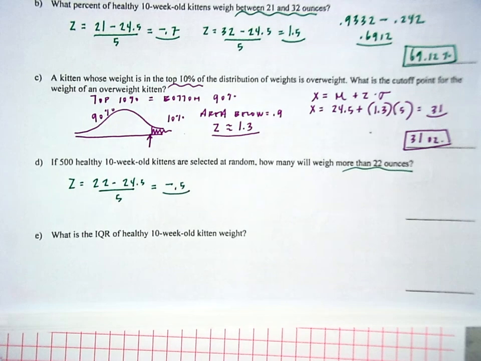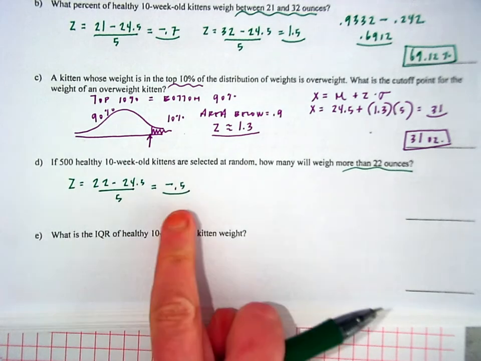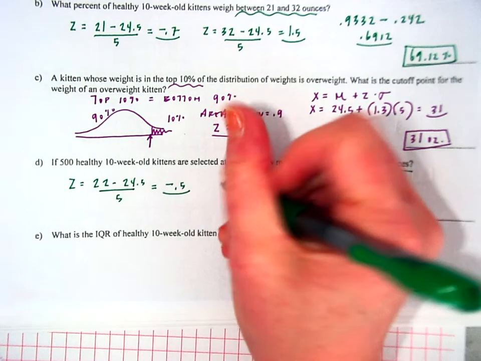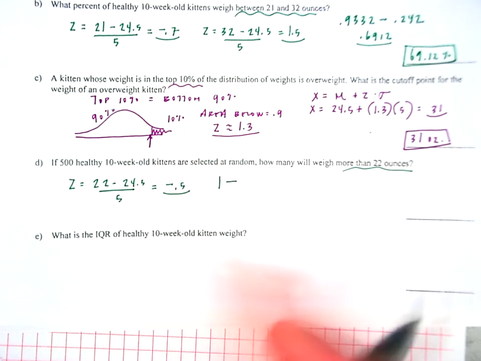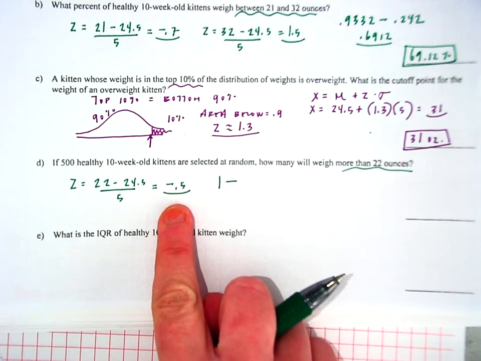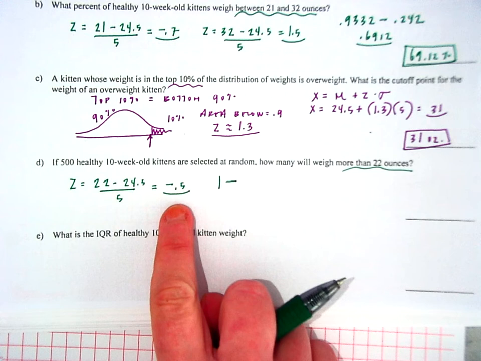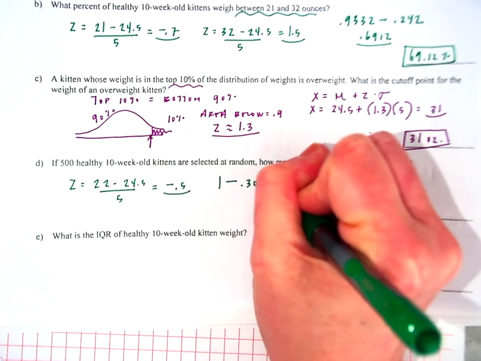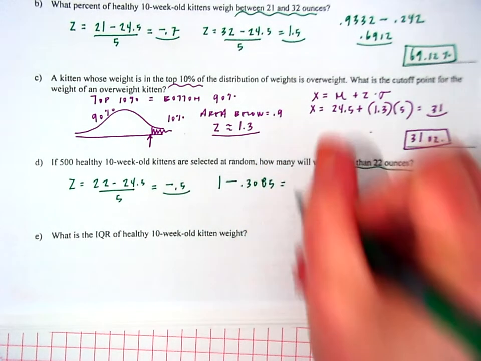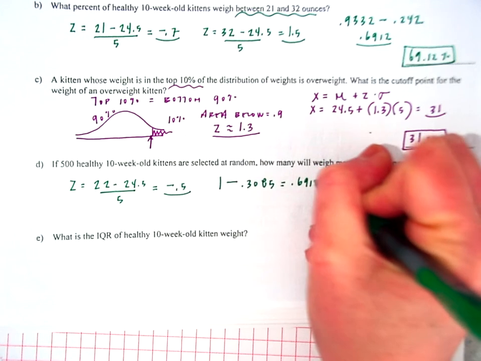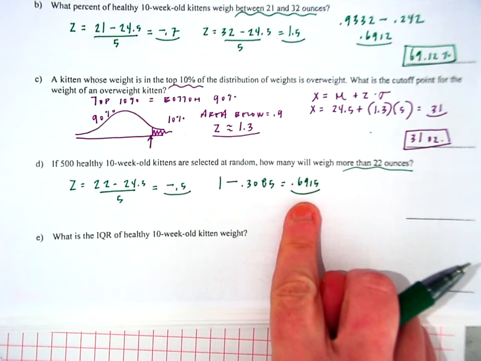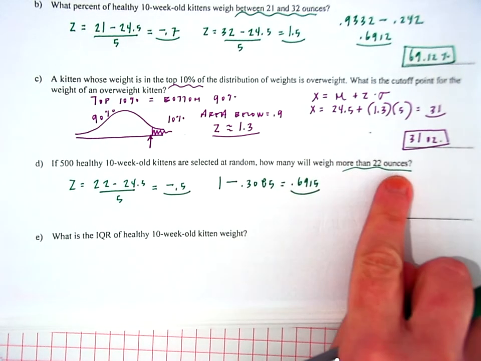Okay, I'm looking at weigh more than 22 ounces. If I look up a z-score of negative 0.5, it's going to tell me the proportion that weigh less. So I have to do 1 minus the lookup of the z-score of negative 0.5. That gives me 0.3085 as the proportion that falls below it. So I'm going to end up with 0.6915 as the proportion of 10-week-old healthy baby kitties who weigh more than 22 ounces.